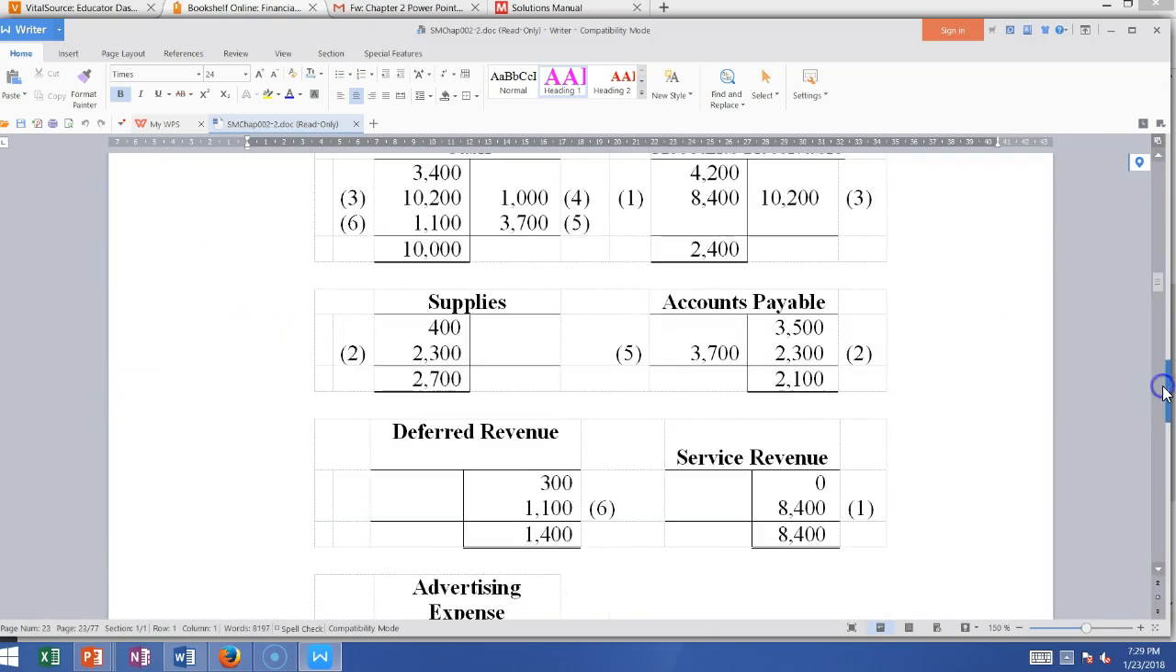When our accounts payable gets debited for $3,700, we were originally having amounts we owed people $5,800. Now that we paid $3,700, we only owe people $2,100. Do you see how it went down? Yes? And our cash was credited for $3,700. Okay?